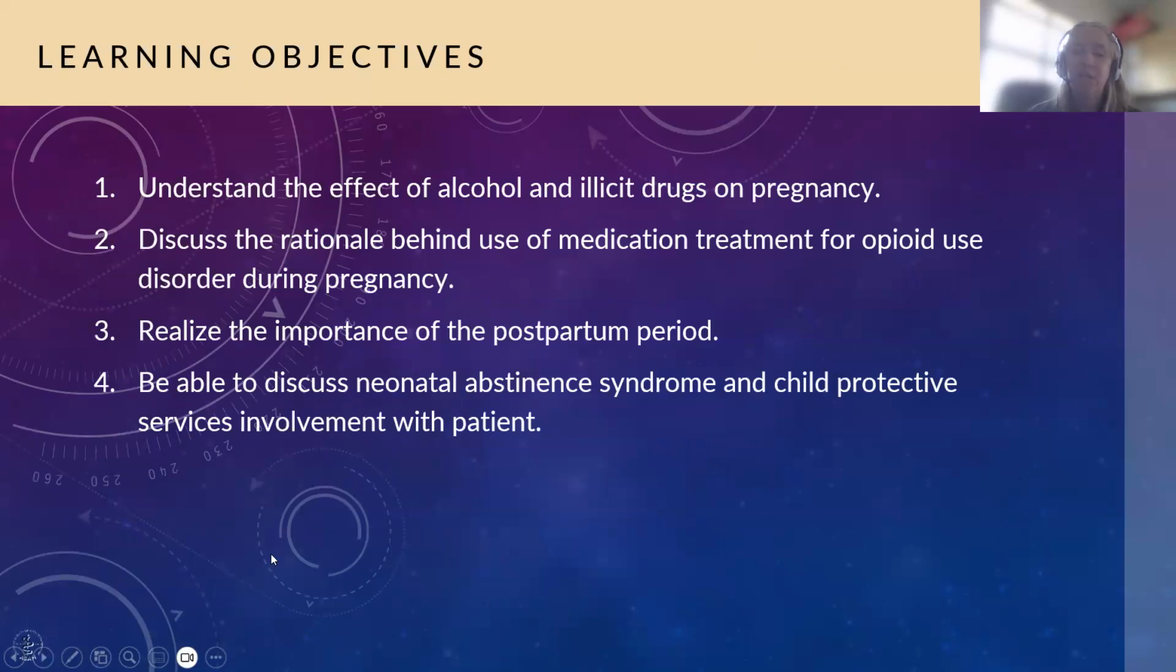Learning objectives: understand the effect of alcohol and illicit drugs on pregnancy, discuss the rationale behind use of medication treatment for opioid use disorder during pregnancy, realize the importance of the postpartum period, and be able to discuss neonatal abstinence syndrome or neonatal opioid withdrawal. They're pretty much the same thing, and Child Protective Services involvement with the patient.